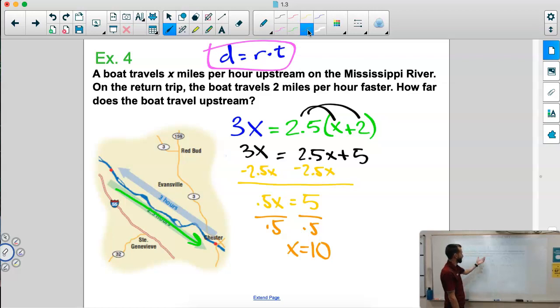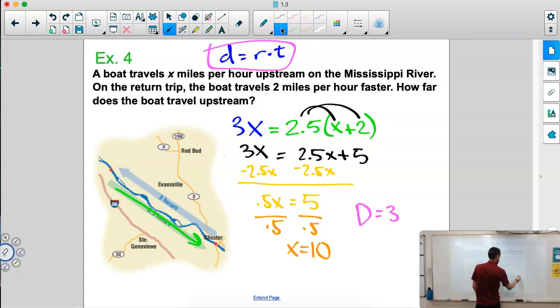So, in this case, what was the total distance? Well, they traveled 10 miles per hour for 3 hours. That's going to give me a total distance of 30. Okay, 3 times 10, 30 miles.